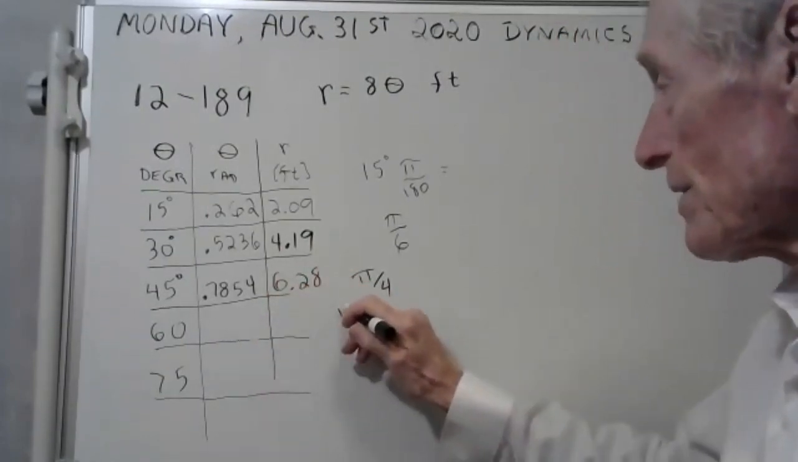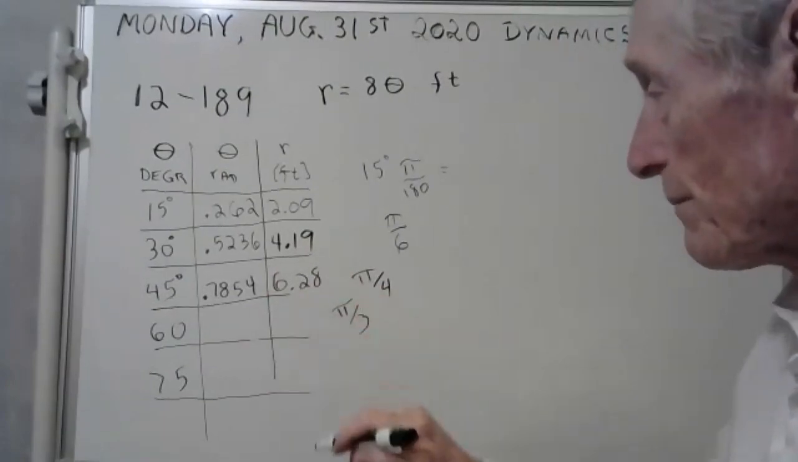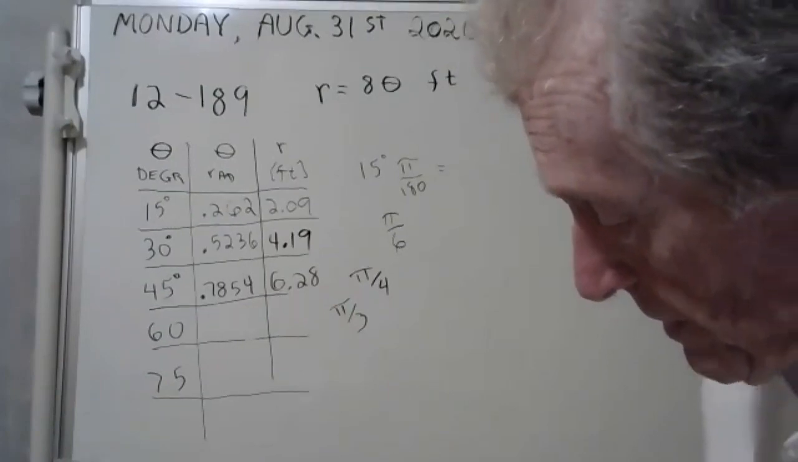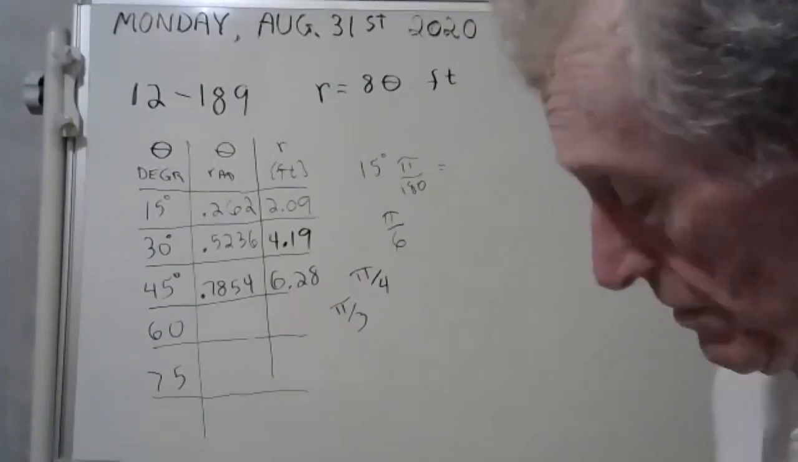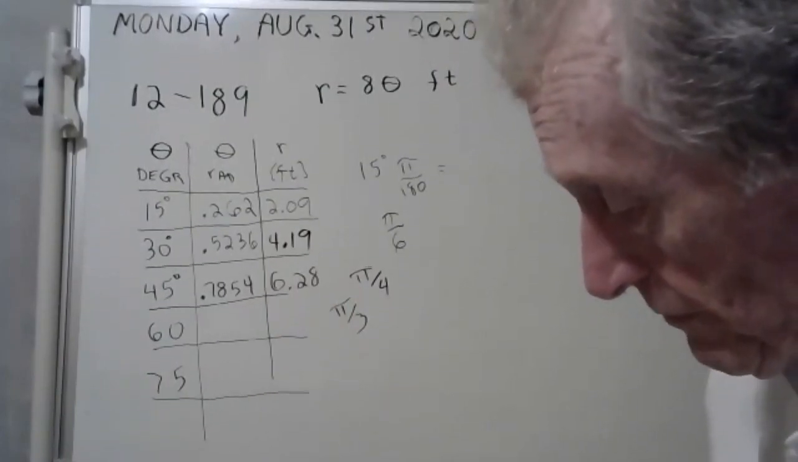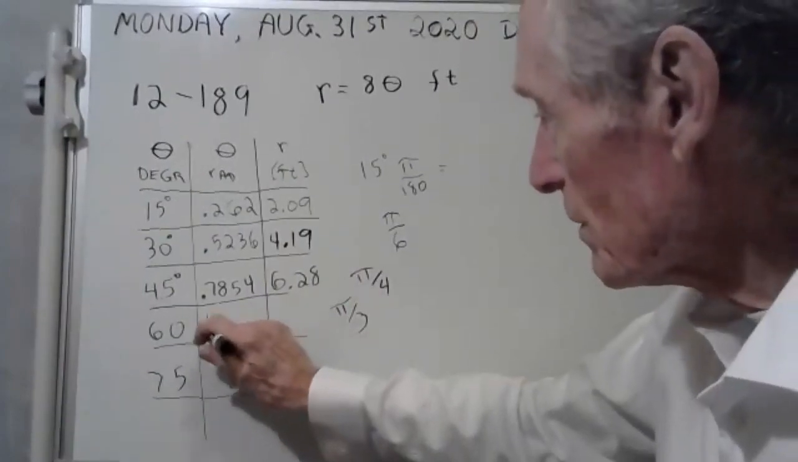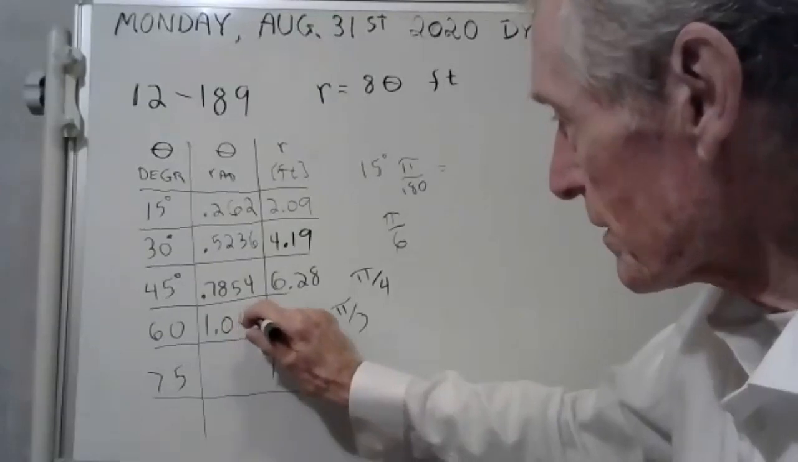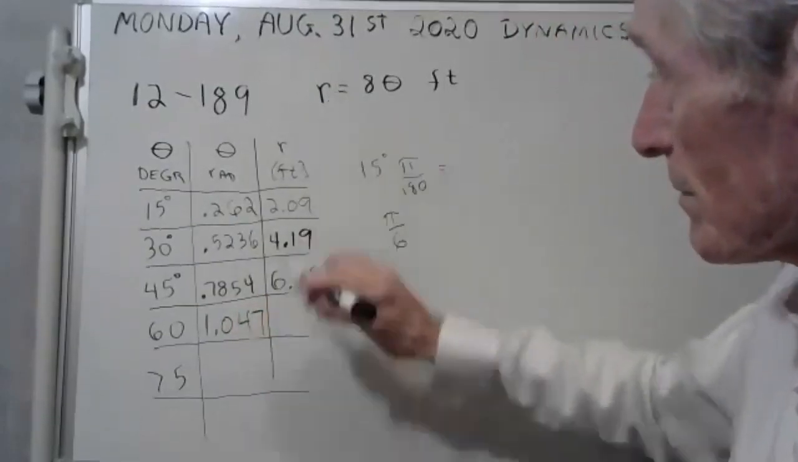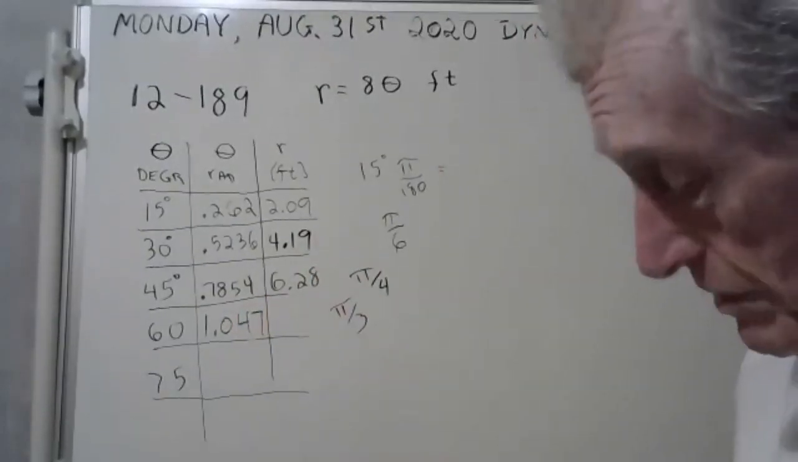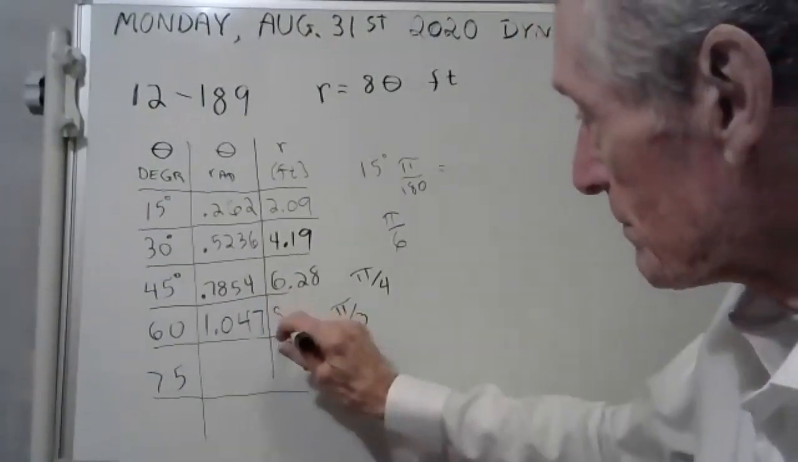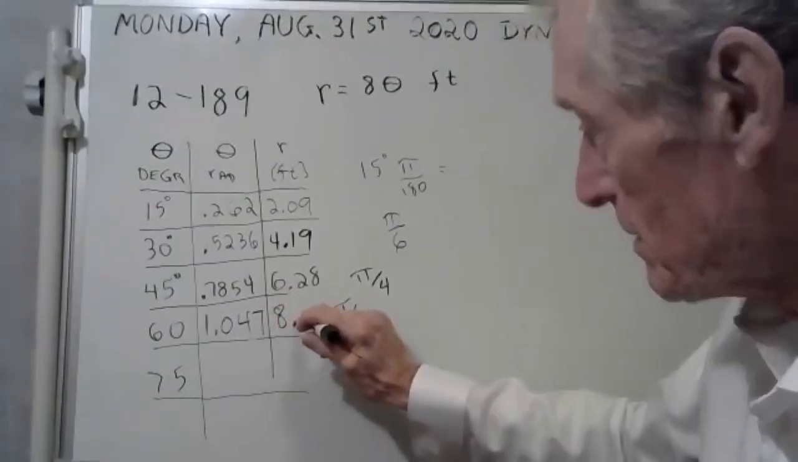60 degrees. Hey, I know that by heart. That's pi over 3. Okay, pi over 3. I'm getting 1.047. And now the distance from the origin, you multiply by 8. You get 8.38.